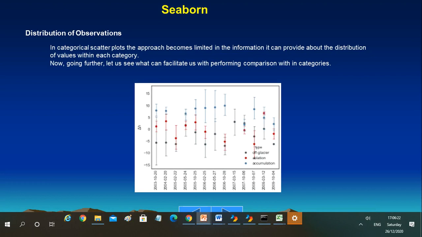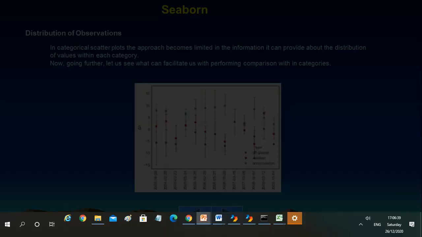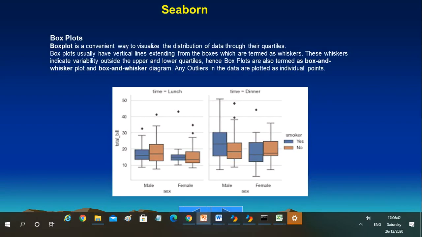Distribution of observations. In categorical scatter plots, the approach becomes limited in the information it can provide about the distribution of values within each category. Now going further, let's see what can help us with performing comparison within the categories. There is another very useful plot, the box plot. A box plot is a convenient way to visualize the distribution of data through their quartiles. Box plots usually have vertical lines extending from the boxes which are termed whiskers. These whiskers indicate variability outside the upper and lower quartiles. Hence, box plots are also termed box and whisker plot and box and whisker diagram.